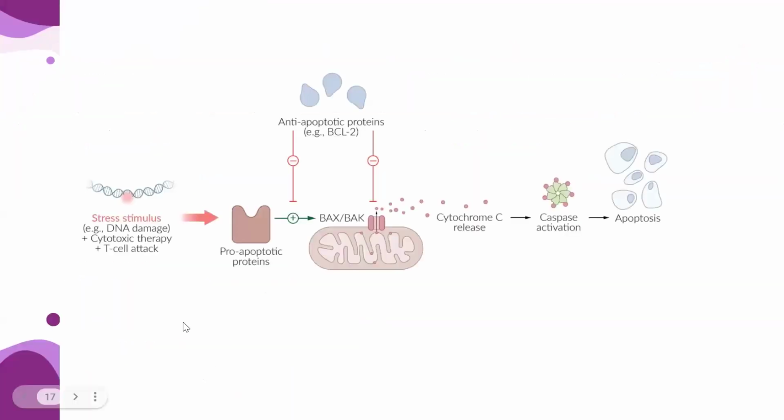Just as a quick overview, if you have some sort of a stress, DNA damage, whatever, it could be cytotoxic therapy, pro-apoptotic proteins get activated, right? And they go and activate the BAX or the BAK molecule. This causes the release of cytochrome C from the mitochondria, and then those would activate caspases. Now, these caspases could be proteases, which are responsible for breaking down the cytoskeleton, right? For apoptosis, that's necessary. These caspases could also be endonucleases, and those are responsible for breaking down the DNA. And that's when apoptosis occurs.